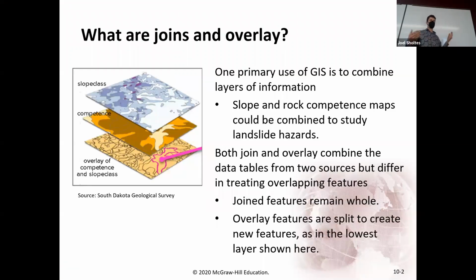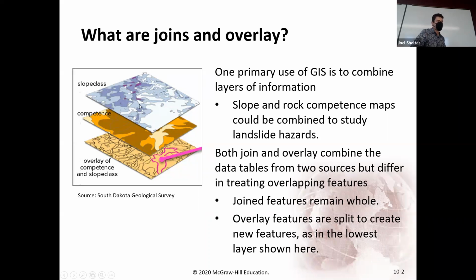One of the primary uses of GIS is to combine different layers of information to create new information, right? Or derived information, synthetic information. So here's an example. We have slope classes, which we might get from a digital elevation model. You will make some slope rasters a little bit later. We care about this, right? Engineers care about slope classes. And then rock competence. So this is a geologic layer or a soils layer, something like that.